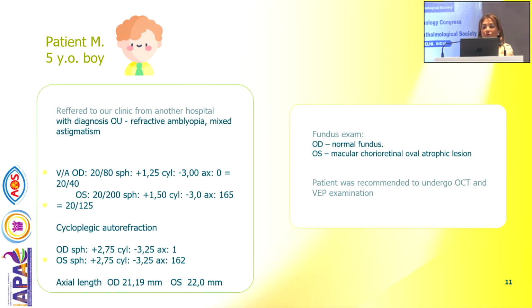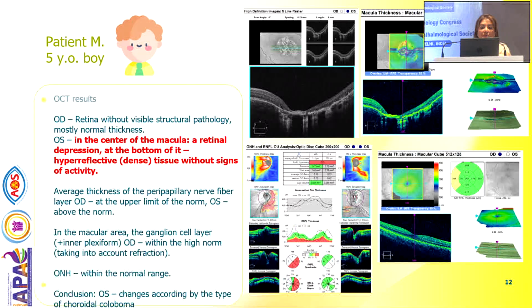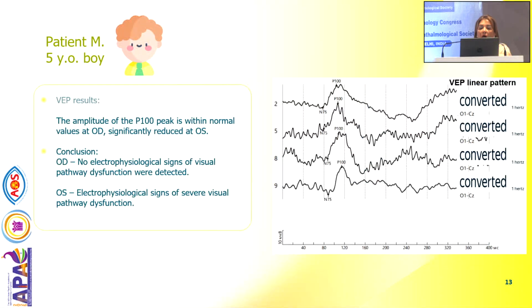The next patient, a 5-year-old boy, was referred to our clinic with a diagnosis of refractive amblyopia, mixed astigmatism, for vision therapy. Despite the fact that refractive error is quite similar in both eyes, in this case it seems like regular refractive amblyopia. But examination showed that best corrected visual acuity of the right eye and the left eye was significantly different. Eye fundus examination of the left eye revealed a huge macular chorioretinal oval atrophic lesion. The patient was recommended to undergo OCT and VEP examination. OCT reveals that the retina of the right eye is without any visible structural pathology, with mostly normal thickness, and the left eye is changed according to the type of choroidal coloboma. According to VEP, in the right eye no electrophysiological signs of visual pathway dysfunction were detected. Nevertheless, in the left eye, electrophysiological signs of severe visual pathway dysfunction were found.